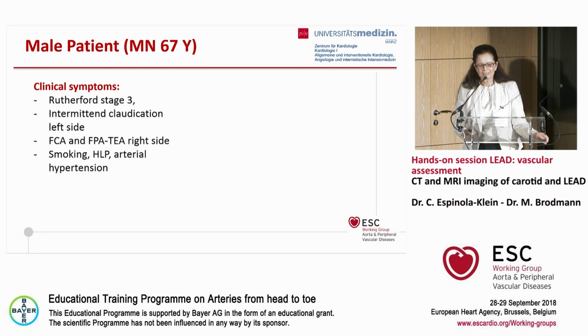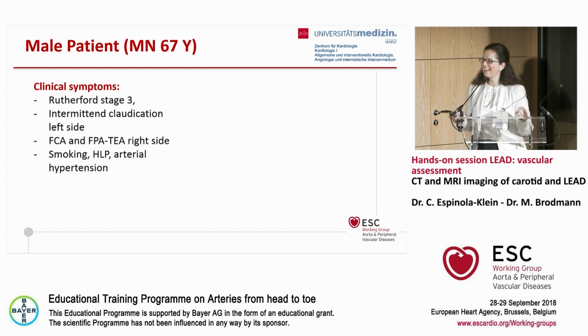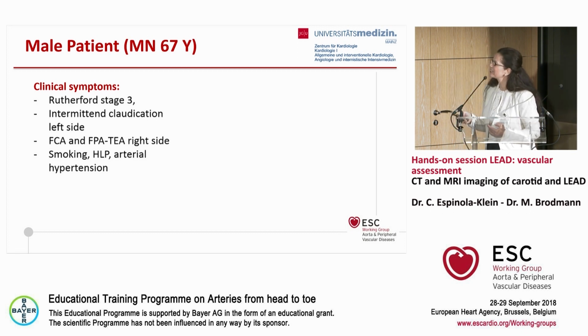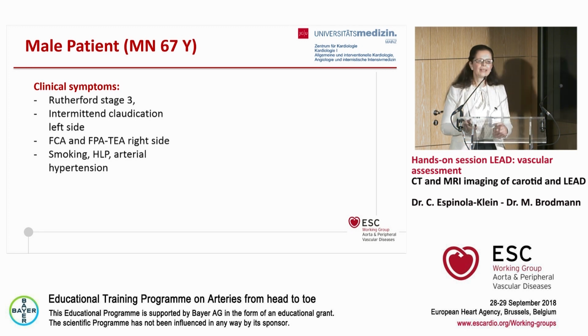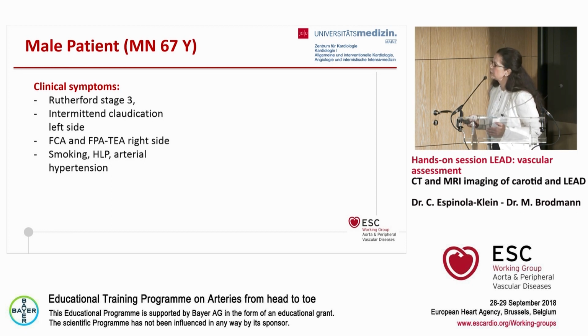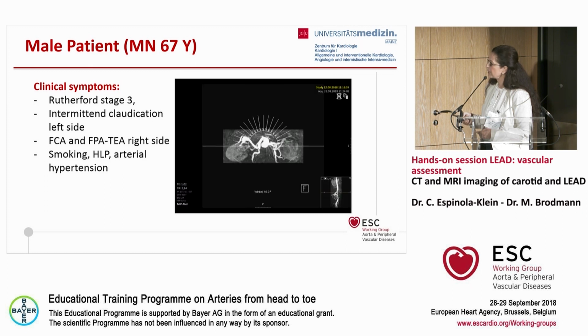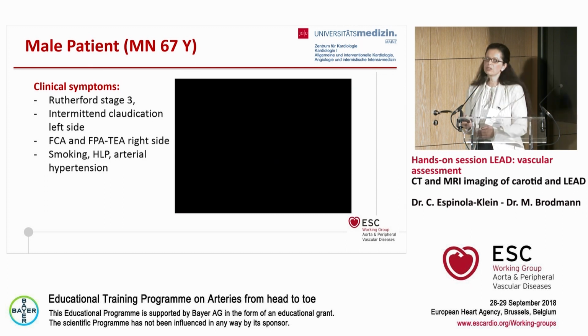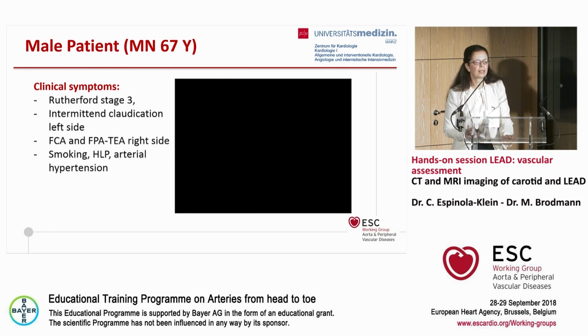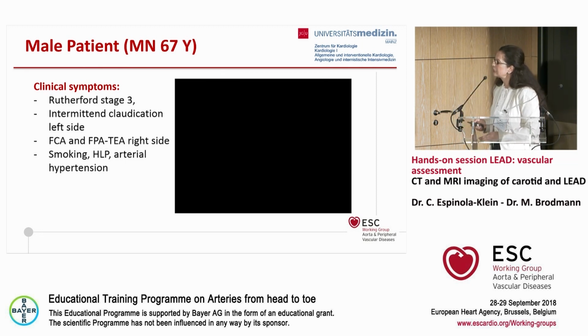So this is the last case because we're running out of time. This patient has Rutherford stage 3, again intermittent claudication of the left side. And as you can see, on the right side he already has a treatment: a TEA of the common femoral artery and a profunda patch. He's still smoking, unfortunately. It's a major problem. And you see here nicely the patch, and the problem on the other side is very similar. So this is a typical case with a common femoral artery lesion.